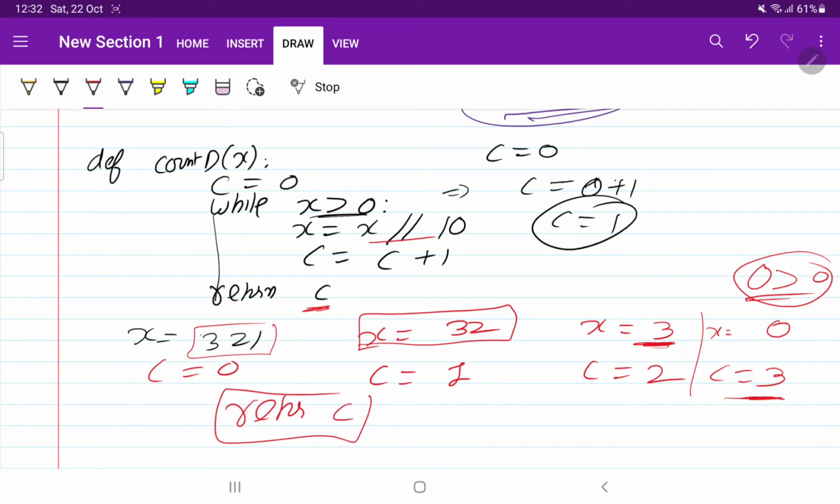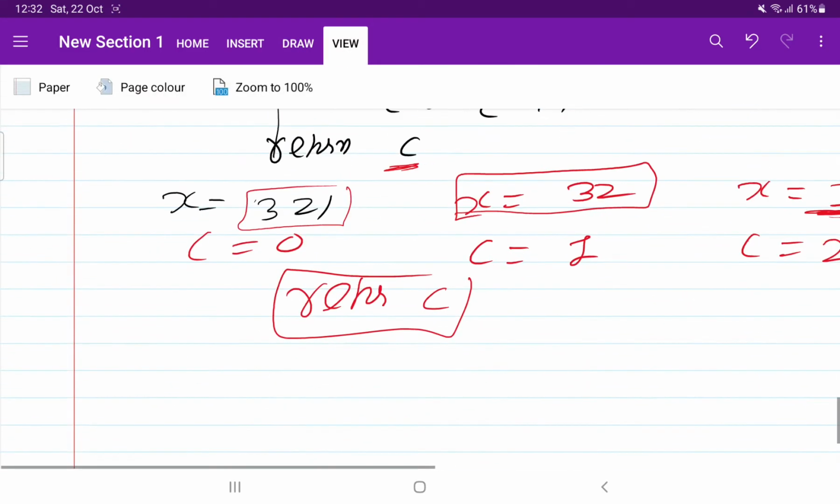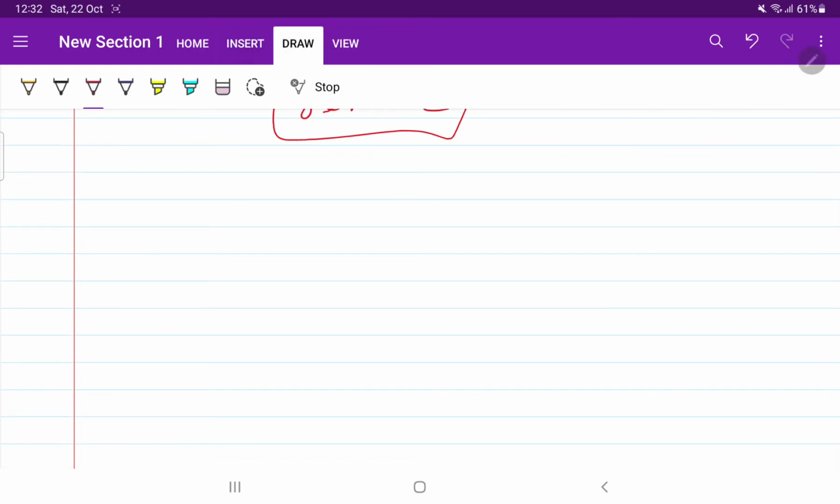I hope you got the logic. The logic is, every time we will remove a digit from the end and we will increase the count. So this was the logic that we have used. Now let us try to solve more problems.